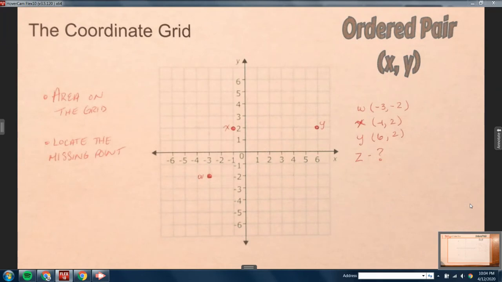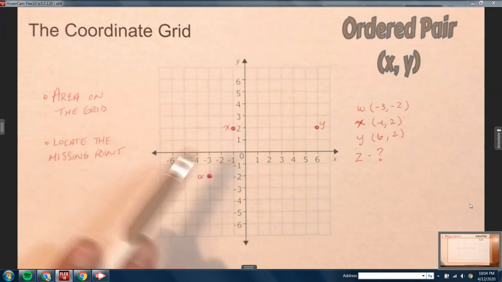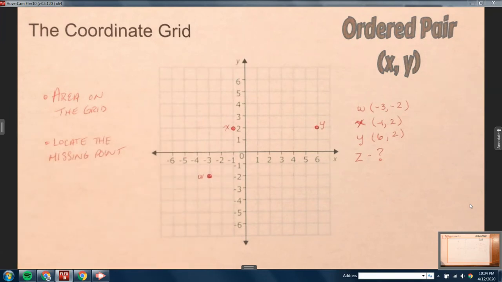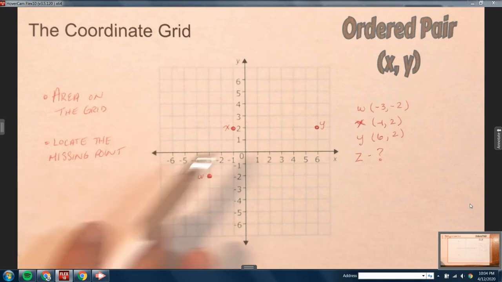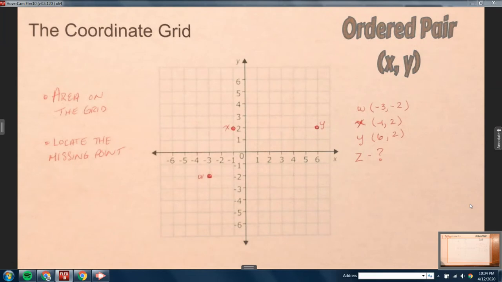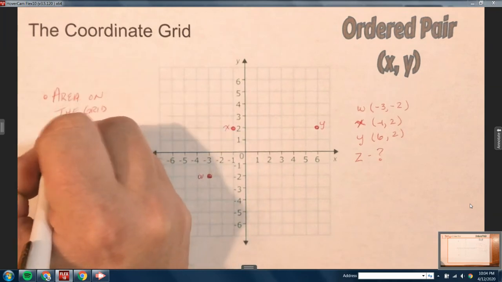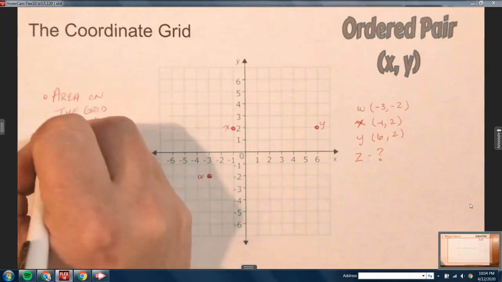The other thing we can do on the coordinate grid, or that we're going to look at, is focusing on plotting a polygon, in this case a parallelogram, on the coordinate grid. And then once we plot our parallelogram on the coordinate grid, we find the area of this particular parallelogram. And if you remember, area of the parallelogram is equal to base times height.